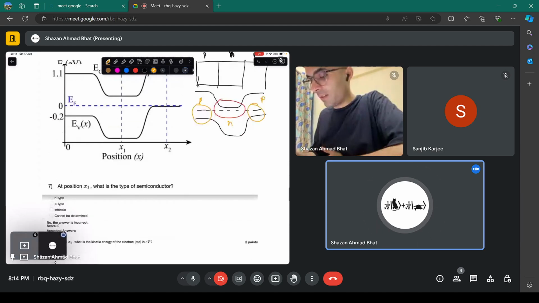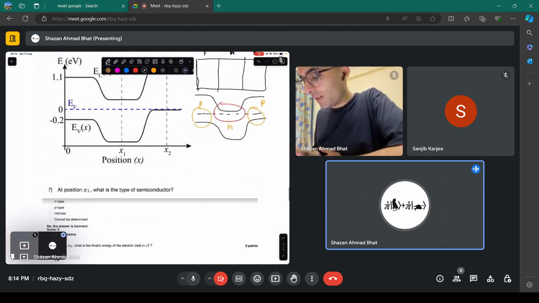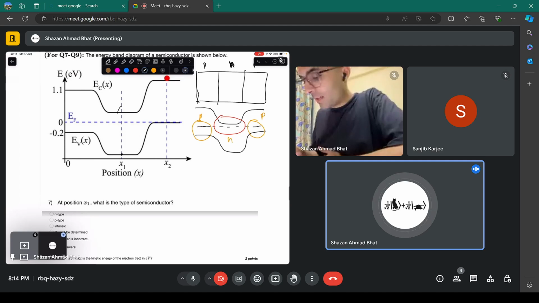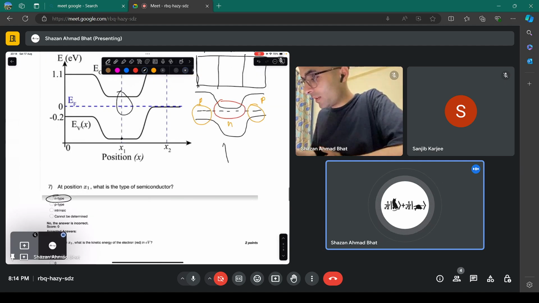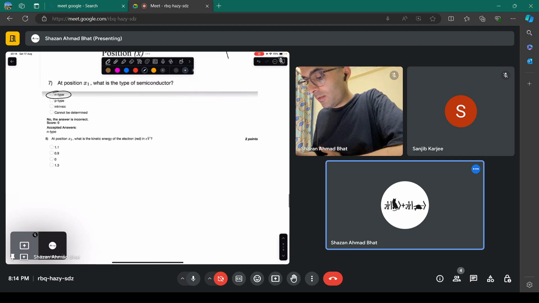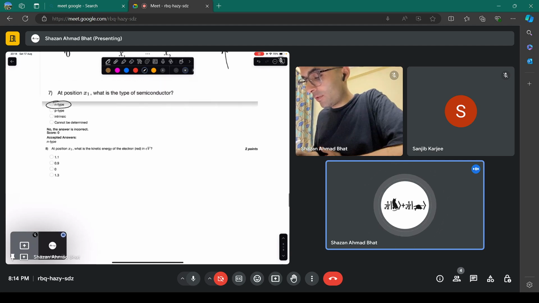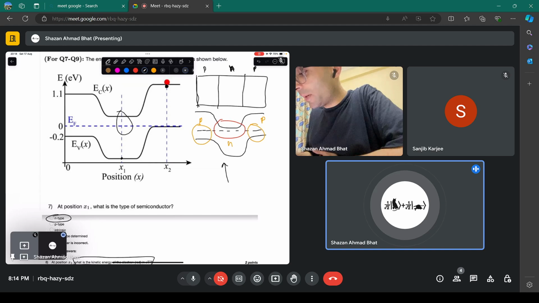That's the first question, I guess. At position x1, what type of semiconductor is this? X1 is this position. So at this position, it's an n-type semiconductor. And at position x2, what is the kinetic energy of the electron? X2 is this position. There is no bending of the bands. It's a flat band.